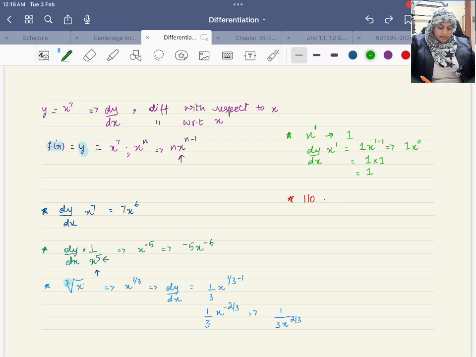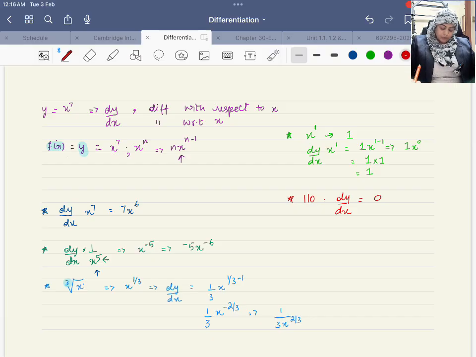But before that, I would like to tell you something. Differential of a constant, which means a number which does not have any variable attached with it, is 0. Why is the differential of a constant 0? Not because I am saying it or you just have to remember it. I am going to prove it to you once we start talking about gradient.